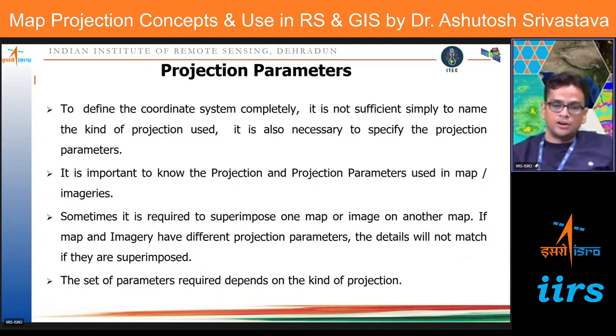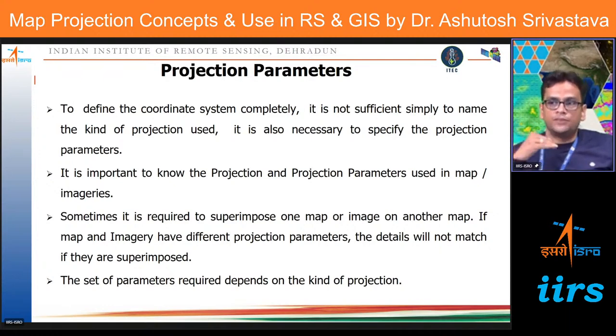To define the coordinate system completely, it is not sufficient simply to name the kind of projection used. It is also necessary to specify the projection parameters. It is important to know the projection and the projection parameters used in map imageries. Sometimes it is required to superimpose one map or image on another map. If map and imagery have different projection parameters, the details will not match if they are superimposed.